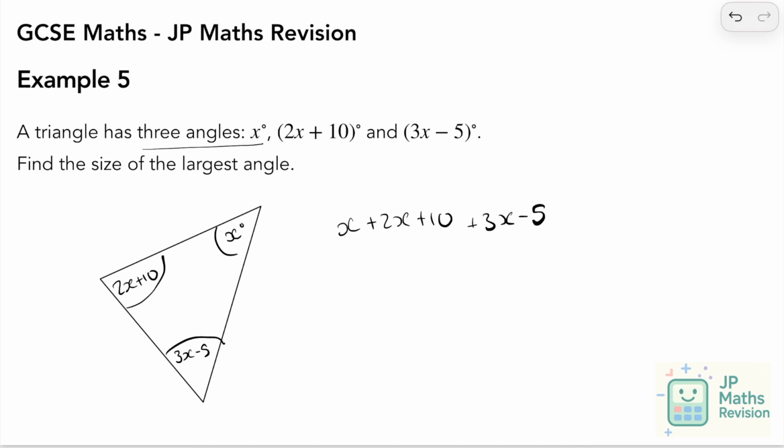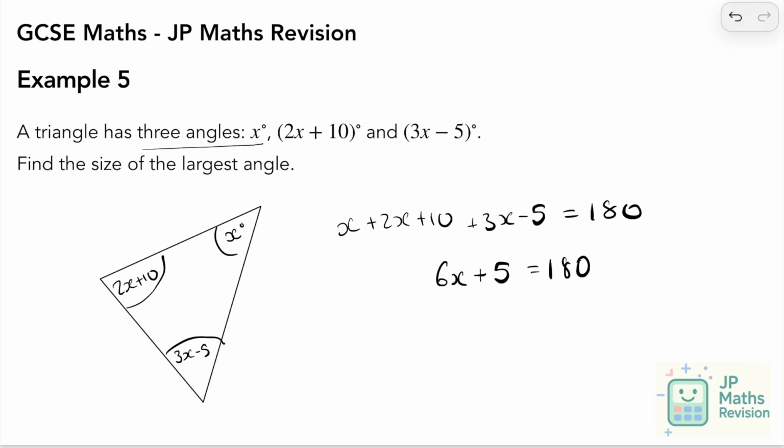And because I know that angles in a triangle add up to 180, I'm going to make this equal to 180. Now I'm going to simplify the left-hand side because at the moment it's a bit messy. So 1x plus 2x plus 3x, that's 6x. And then 10 take away 5 is 5. So 6x plus 5 is 180.